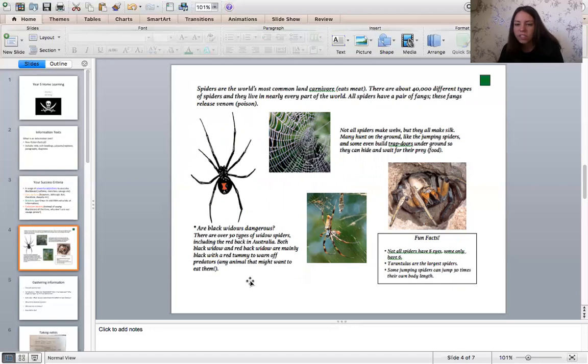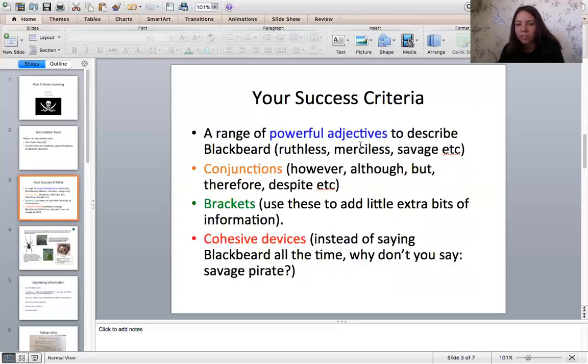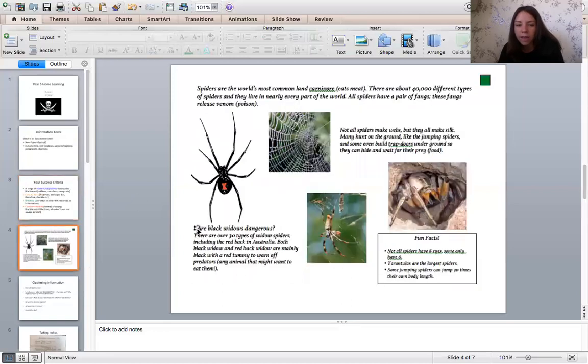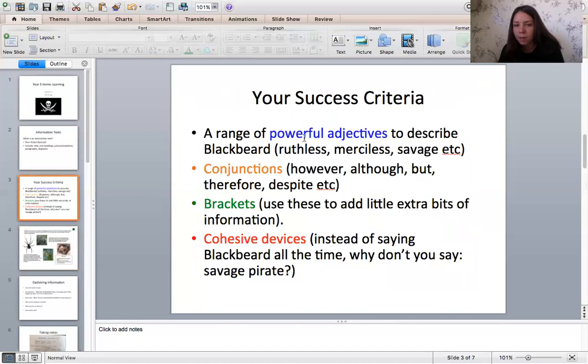So this information text, if I was to make a judgment, I would say doesn't really use a range of powerful adjectives to describe the spider. Now, if it's a dangerous spider, we could have used lots of different powerful adjectives to describe how dangerous it was. Lethal, maybe. So that's something that needs to be improved.